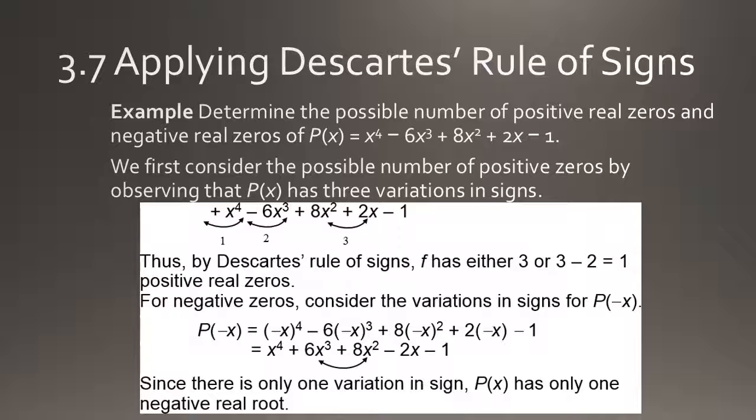And what you can do with Descartes' rule of signs is create a chart showing the number of positive zeros that you could have combined with the number of negative zeros you could have, and then you throw in any imaginary zeros, and it just kind of tells you what your potential solutions could look like.